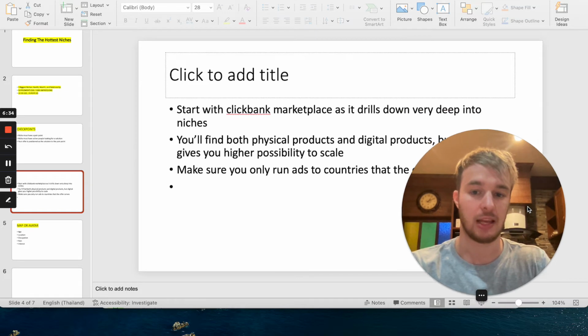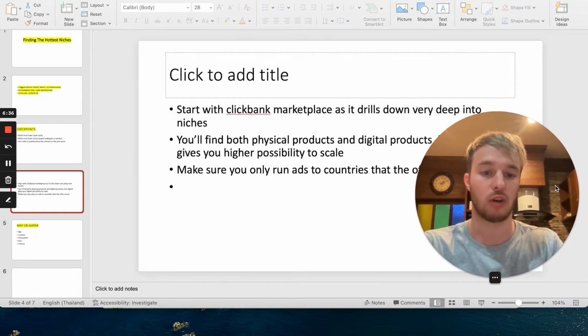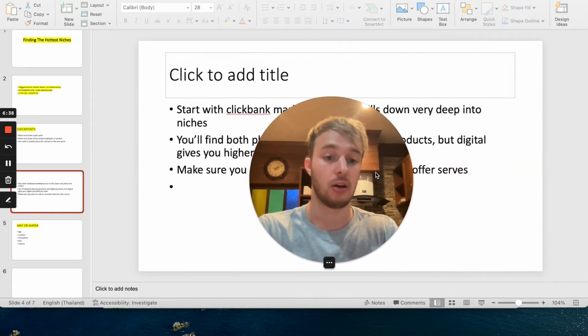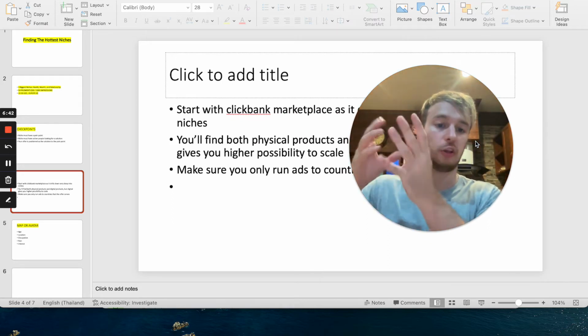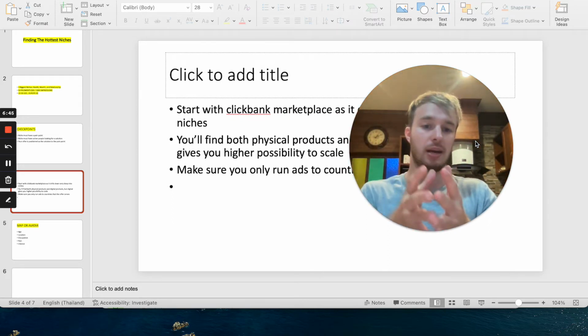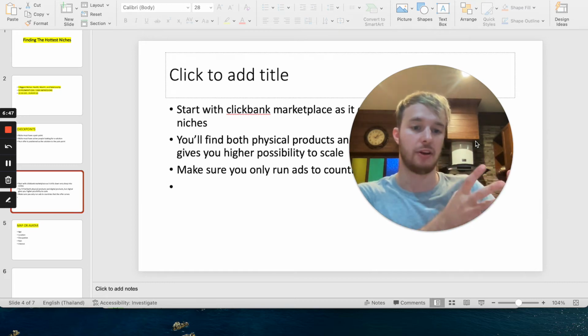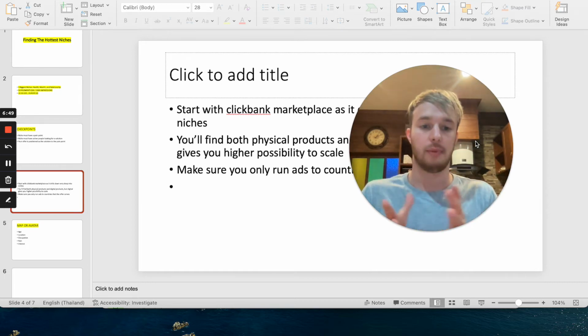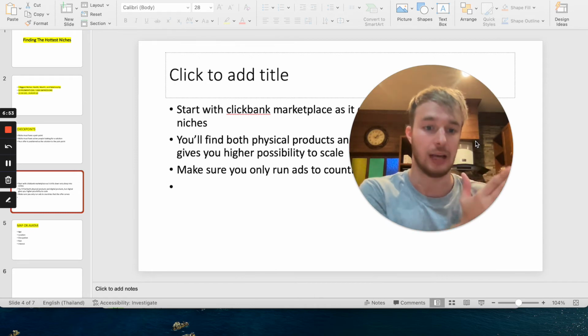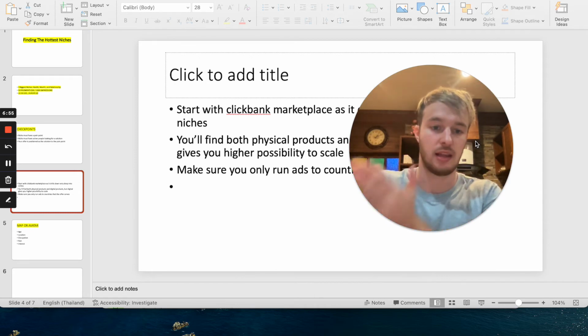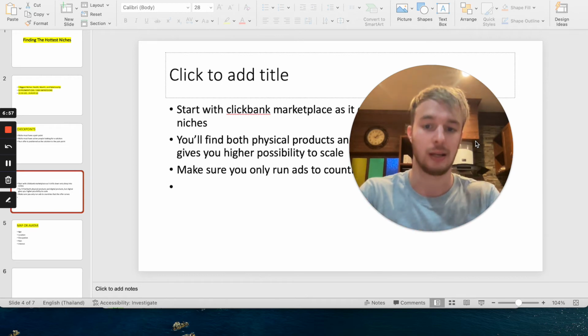And like we said, make sure you're only running ads to countries that the offer serves, right? If the offer, like a supplement for weight loss, serves only the US market, it doesn't make sense to promote to the UK or Africa or the Indian market, because they're not shipping the product to India. They're shipping it to the US in this case. So take that into consideration as well.